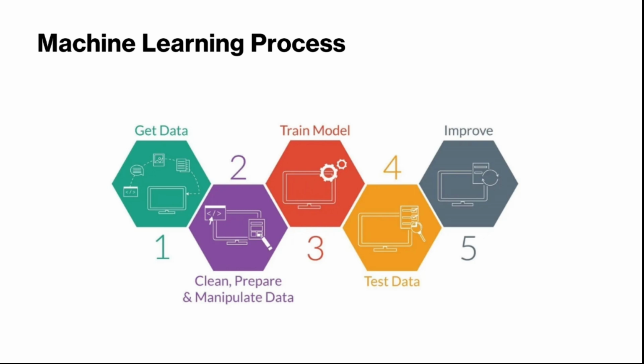And once this is done, you try to improve your model by looking at the test results. If you believe it is not sufficient enough and you can improve it, you can either improve it in the second step by cleaning and manipulating data much better, or even by changing your training hyperparameters, or even changing your model itself. So this is your machine learning process.